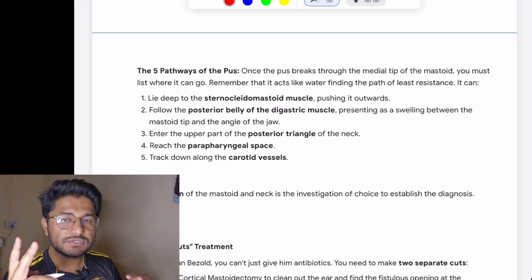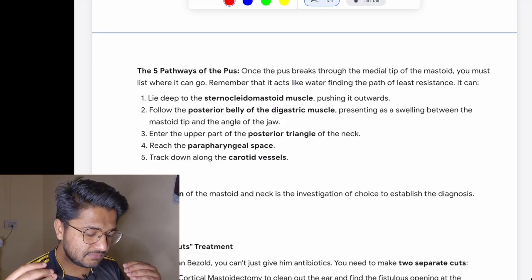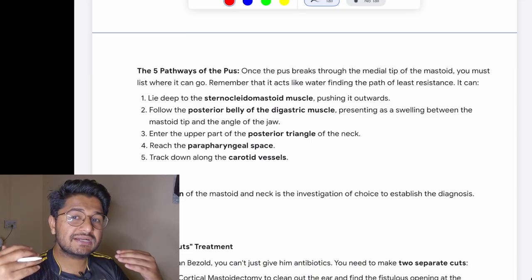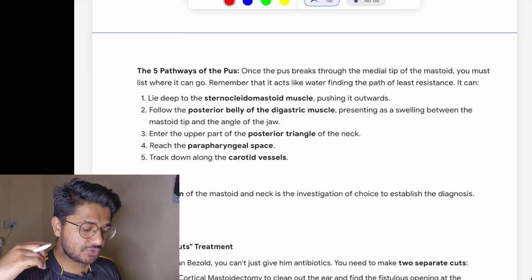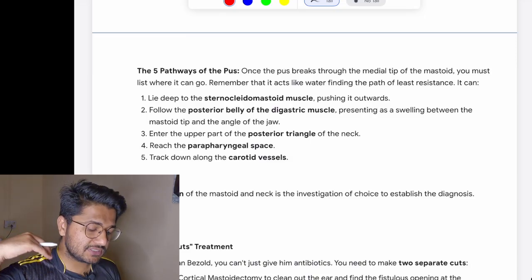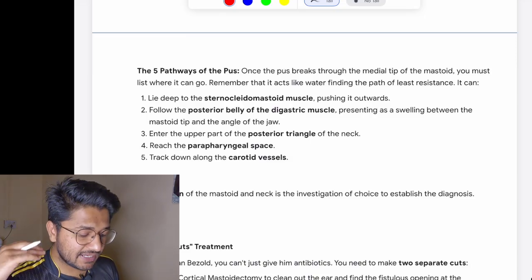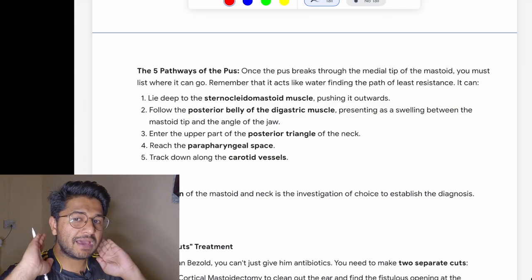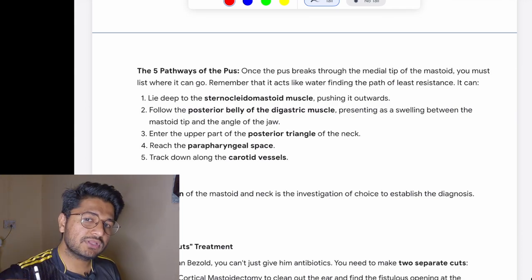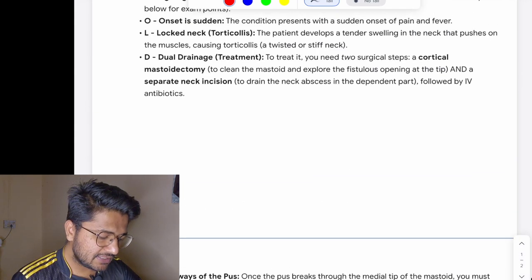Then two posteriors, that is posterior belly of the digastric muscle and posterior triangle of the neck. Digastric will be up, triangle will be down, so it is coming from up to downwards. That way you can remember the two posteriors, then parapharyngeal space, and then down to the carotid vessels. So that is the path.